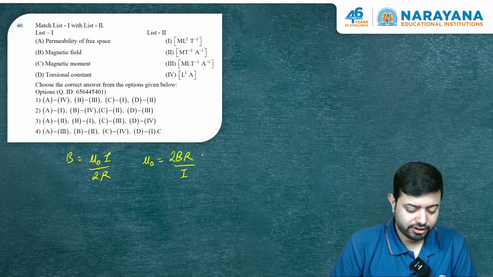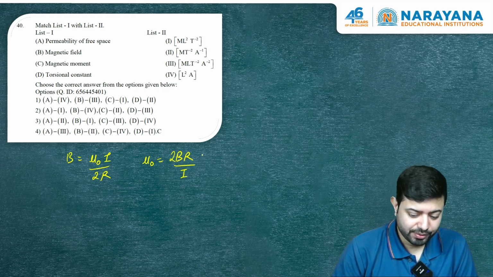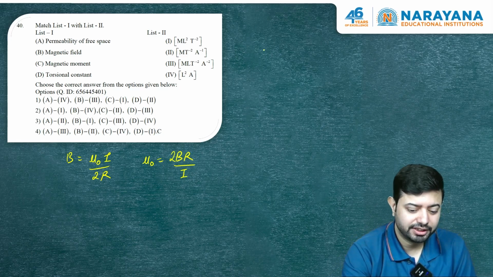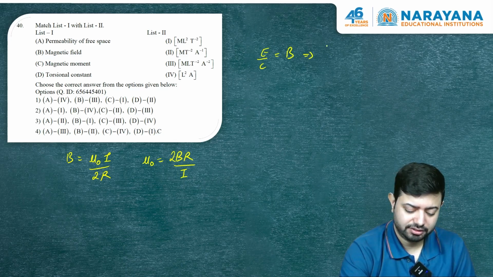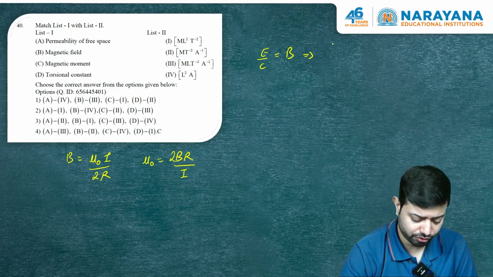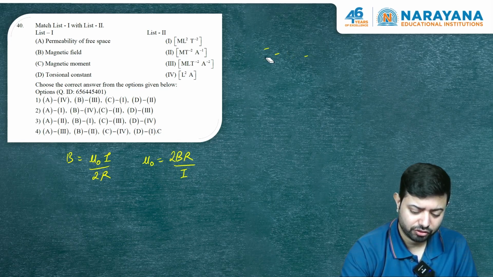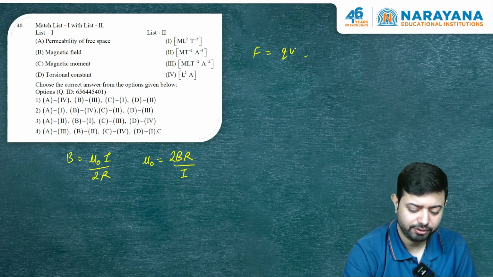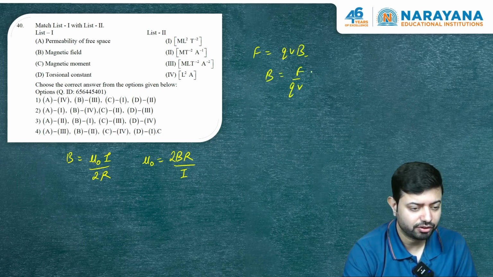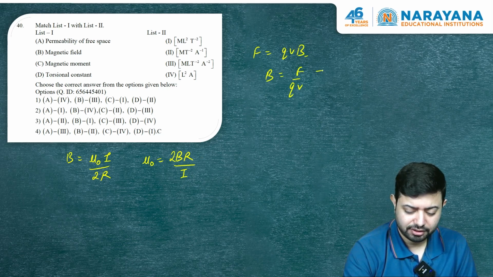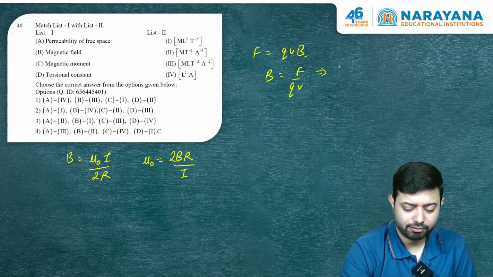When you talk about the dimension formula of B, you can take help of the equation E by C is B, or you can take the QVB formula for the force. So we will go by that. What is the formula of this magnetic force? QVB. So my B can be written as force by charge into velocity. Something like this I can now get the dimension formula of B.